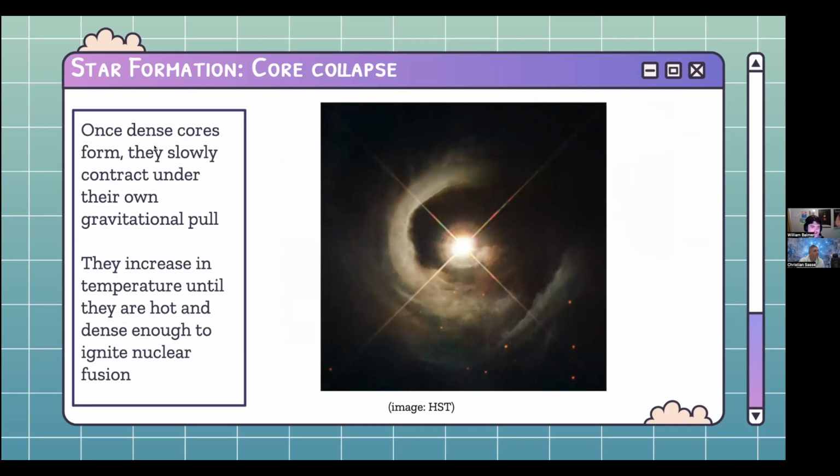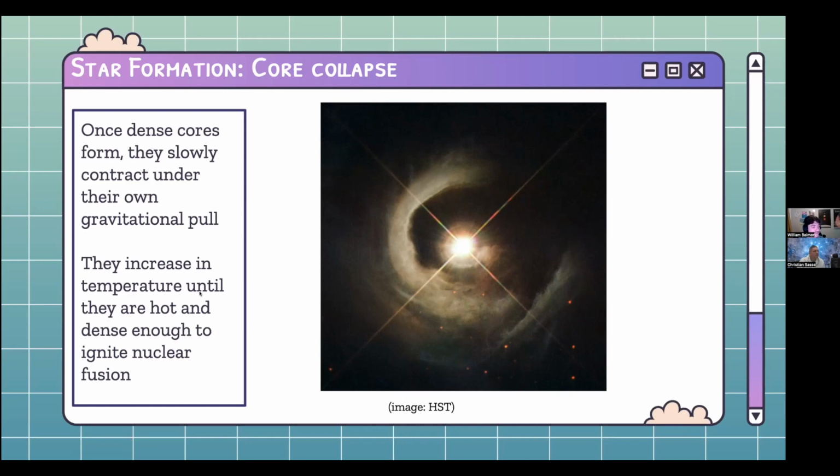So once these dense cores start to form, you're now on the scale of an individual solar system, right? All of the material that's within that dense core will eventually go on to create the solar system. So these dense cores, they slowly contract under their own self-gravity. And as they're contracting, all of those atoms are being put into closer and closer proximity to one another. So they're bouncing around against each other. And those collisions generate heat, right? So when you compress a gas downwards, you increase the temperature of the gas.